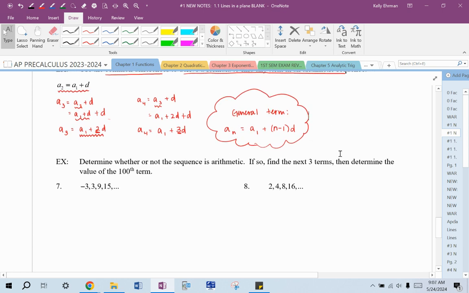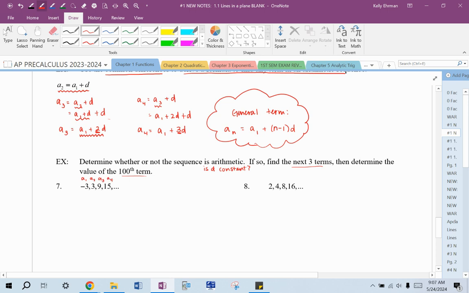First of all, determine whether or not the sequence is arithmetic. So is there a common difference? Is D constant? Is really what that's asking. So that's another thing they might ask us for our AP exam. If it is arithmetic, let's find the next 3 terms, and then let's determine the value of the 100th term. Sequences, by the way, are something that we look at in BC calculus. So if you are BC bound next year, we'll look at these a little bit further.